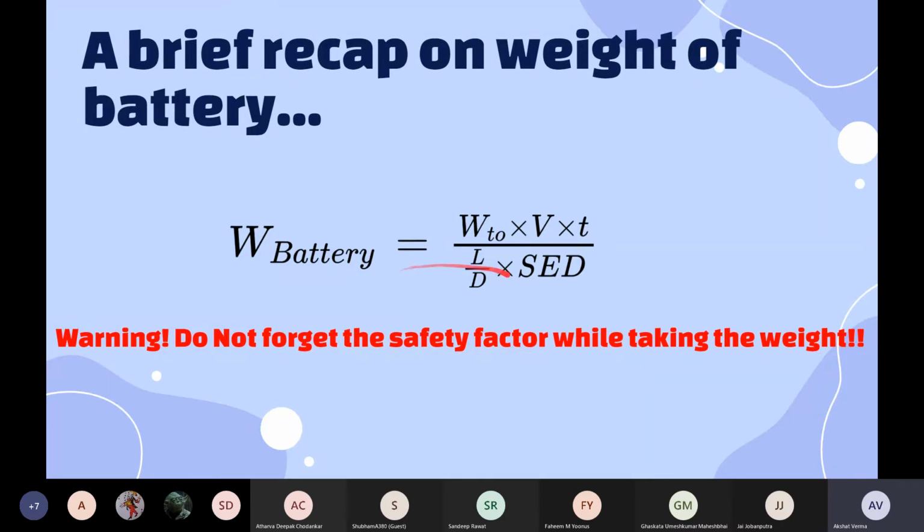So while calculating the energy required, or the weight of battery in this step, we need to incorporate the safety factor, which is quite important. Never forget that. I will tell you the acceptable value of safety factor which we generally use. It is about 0.36 or 0.4 basically. So this is how we have got the weight of battery. And also one more thing, okay, we'll move ahead.